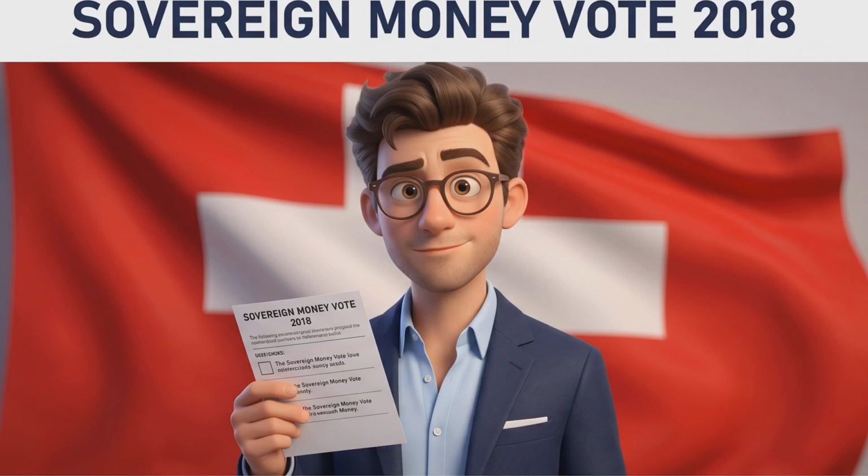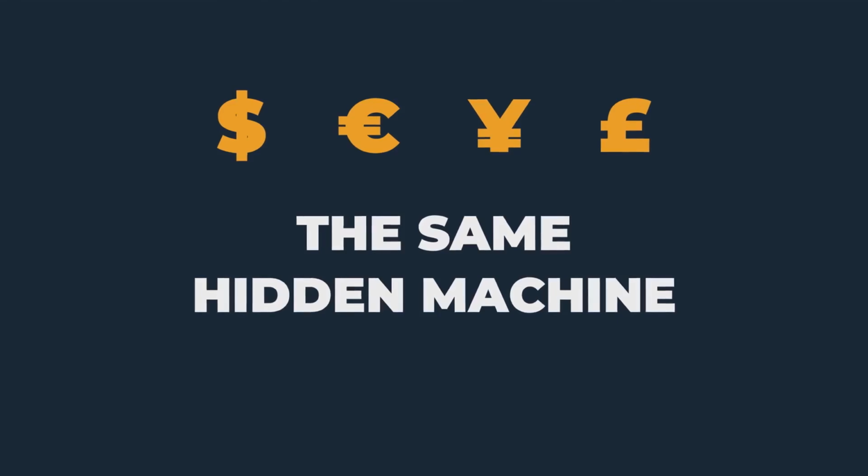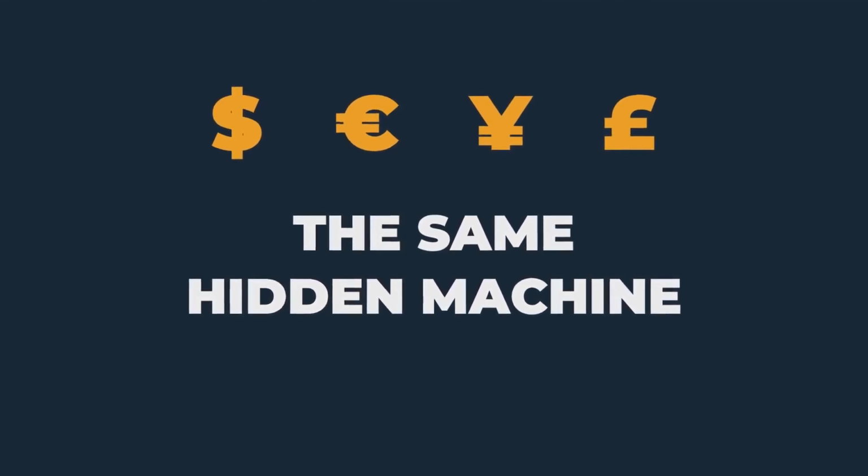And Switzerland went furthest of all. In 2018, the Swiss actually voted on whether to take this money-creating power away from private banks. The referendum itself was the proof. That is exactly what banks do. Different countries, different currencies, the same hidden machine.